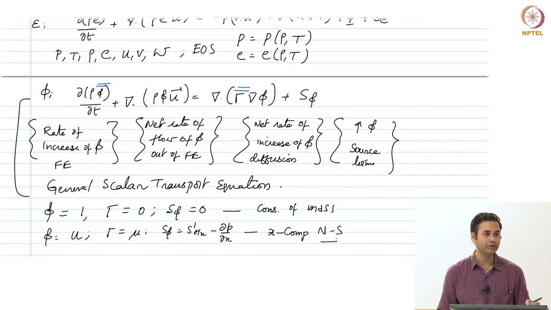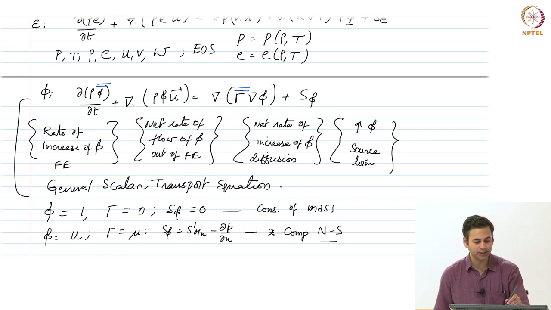Similarly, you can set phi equals v, little e, or a species concentration and things like that, and obtain any of the equations that you want by accordingly setting the values for gamma as well as the source term S phi, okay? So those have to be accordingly assigned, okay?